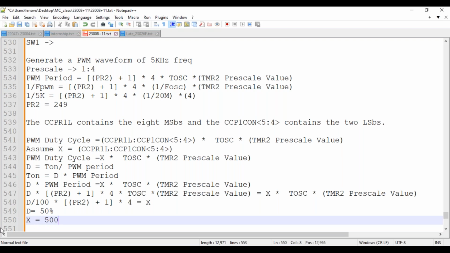Okay. Now, to get a duty cycle of 50% generated, you have to write the CCPR1L register and the CCP1CON register, the 5th and 4th bits, with 500. So can you tell me what is the 10-bit equivalent of 500? I want a 10-bit equivalent value because I'm going to write a resolution of 10 bits. What is the 10-bit equivalent of 500?